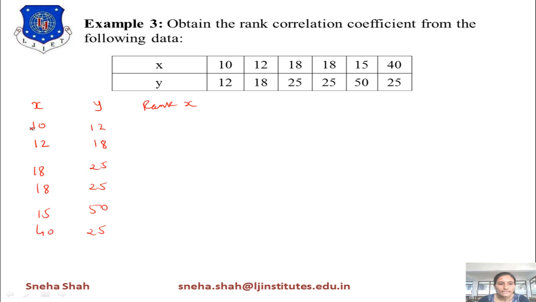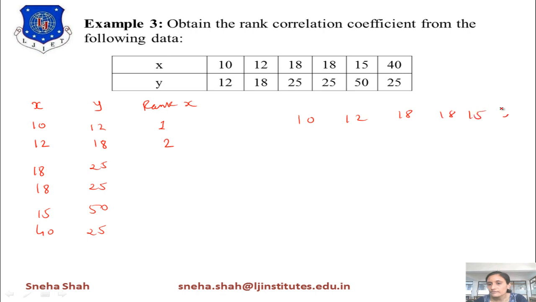Suppose I am giving the rank from the highest value, then the ranks will come out in the negative direction, and rank can't be negative, right? So we will start from the lowest value. The lowest value has rank 1, the next value has rank 2. Now if we rearrange these terms, taking X as 10, 12, 18, 18, 15, 40.